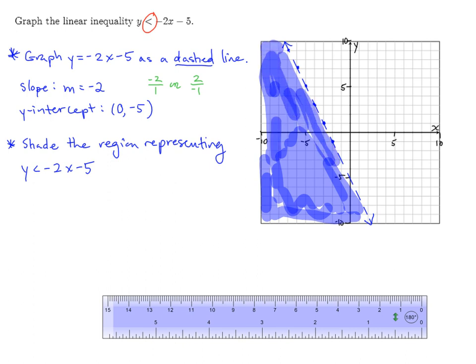You'll note that this works a little bit better with a pencil than it does with this electronic pen. But I have that separating line that's dashed, and then I've shaded half of that. And so what I've drawn on this graph is all ordered pairs that satisfy y strictly less than negative 2x minus 5. And that's my graph of that linear inequality, y less than negative 2x minus 5.